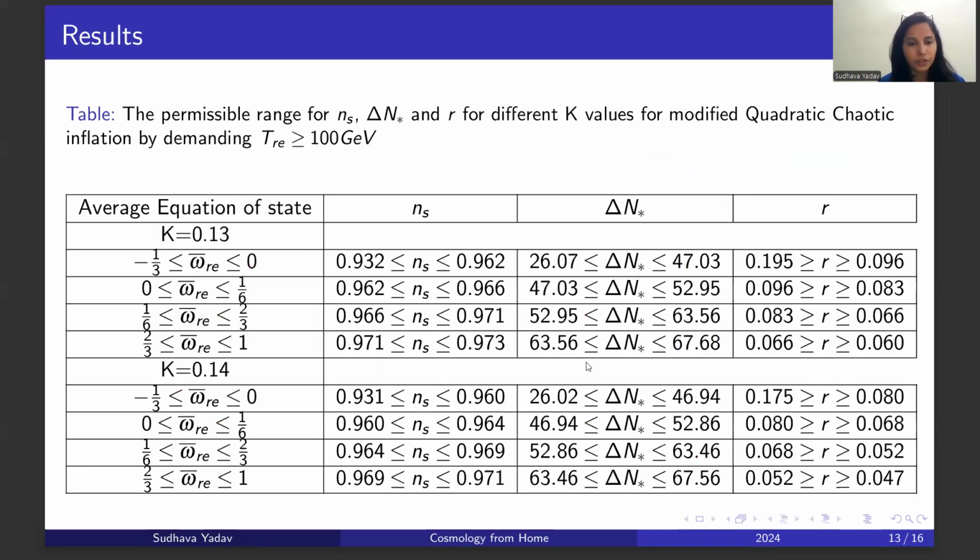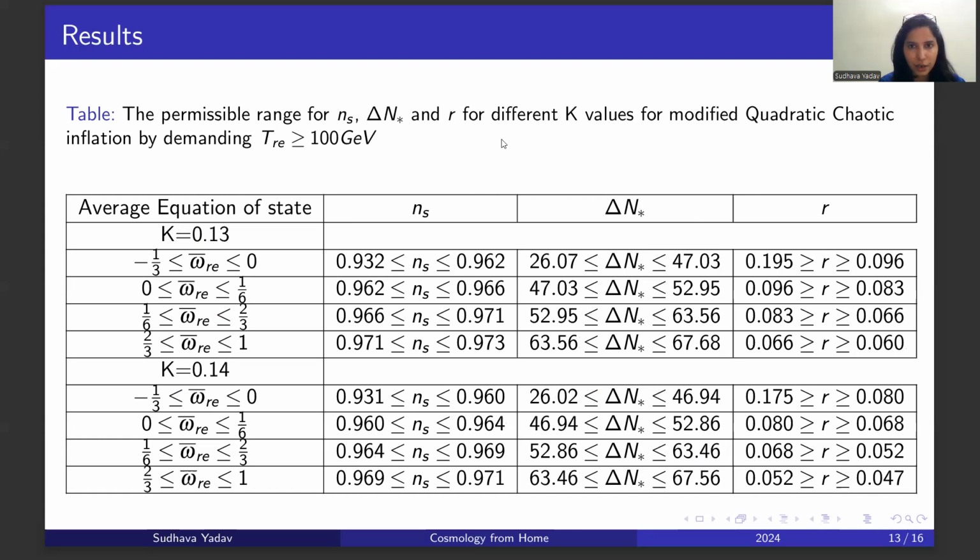Now coming to this tabular data. By demanding T_RH, the reheating temperature, to be greater than or equal to 100 gigaelectron volt for the production of weak scale dark matter, the permissible ranges obtained for n_s, T_lens, and r for different values of k are tabulated here. These are for k equal to 0.13, 0.14, 0.15, and 0.16. These are the n_s range, these are the T_lens star range, and these are the r range.